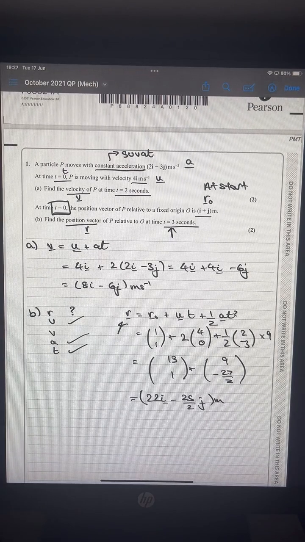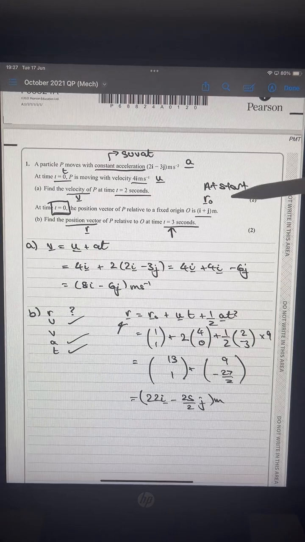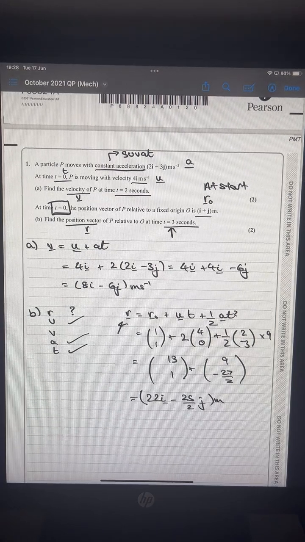The main thing to look out for in this question is this, r naught. That is the thing where most people are going to forget to do. So make sure you know you have to add r naught.